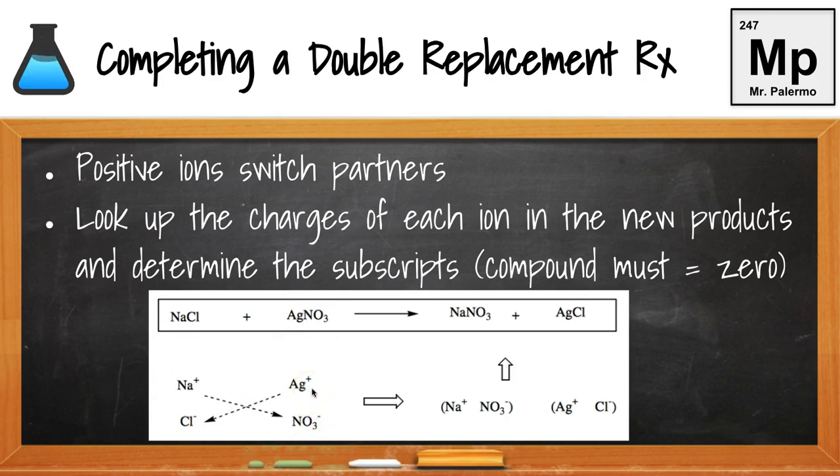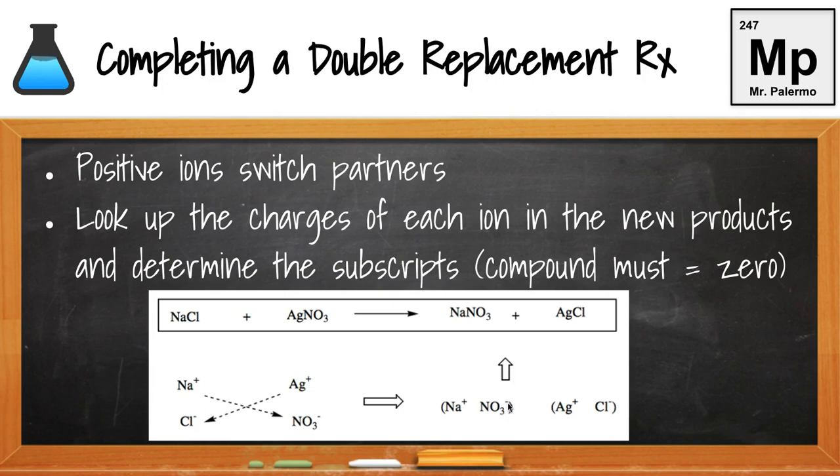And so if a reaction is going to take place, that first step is already done as they're in solution. So now our sodium is going to combine with nitrate, and the silver is going to combine with chlorine. So they're switching partners to form these two new compounds.